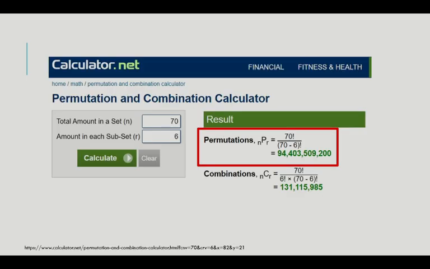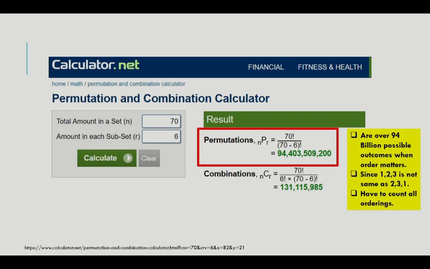Now, when we plug in selecting 6 out of 70, but order matters, now look at our number of possibilities. Because order matters, we've got, what is that, 94,403,509,200. Wow. And that's certainly a whole lot more than our combinations. So I hope you see that when we went from combinations to permutations, we had a whole lot more different choices, right?